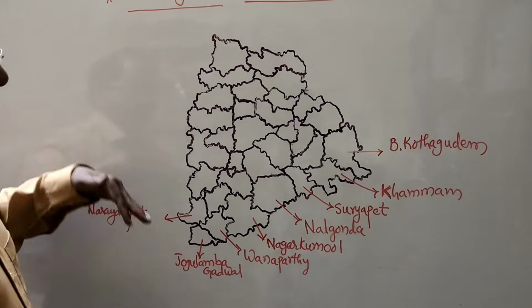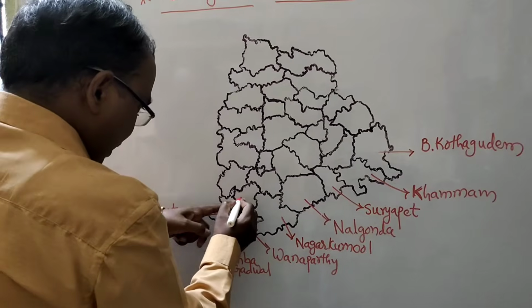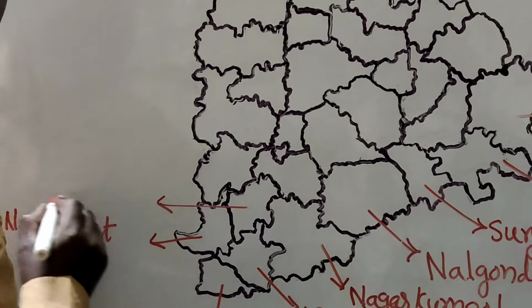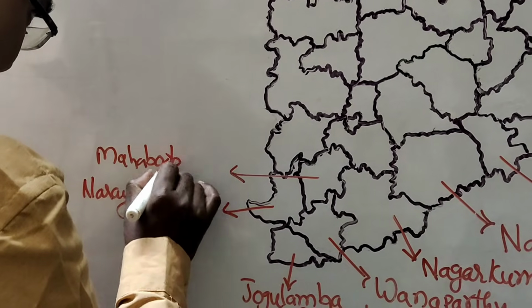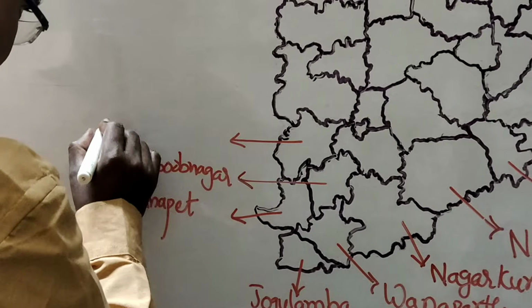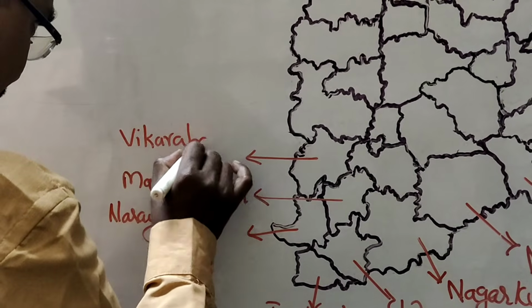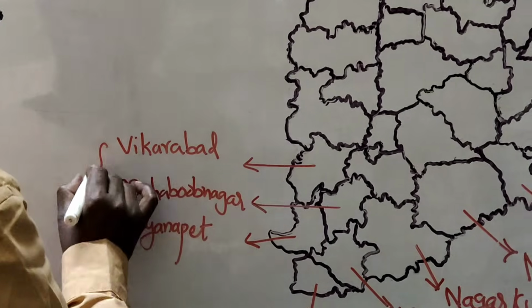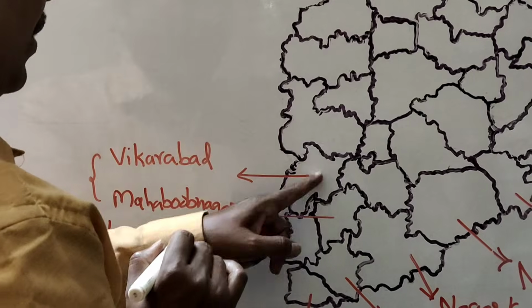Okay, now let us move to other districts. The inner district here is called Mahabub Nagar, and this one is Vikarabad. These two districts can be paired. Mahabub Nagar, Vikarabad.